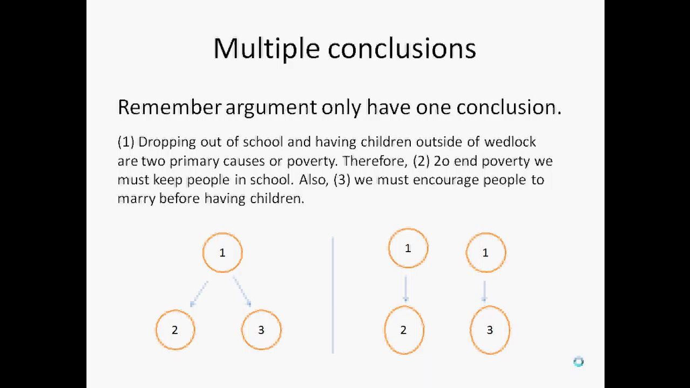But remember, there's only one conclusion to an argument. So we would map it as we do on the right here, where 1 points to number 2 and then 1 points to number 3. And we say there are actually two arguments, so this premise is the premise in both arguments, both the one that has number 2 as a conclusion and the one that has number 3 as the conclusion.